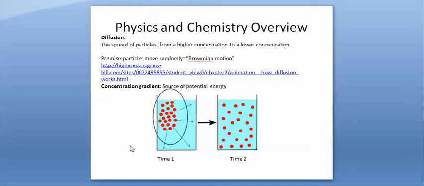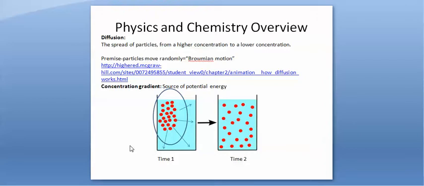It's particles always moving around randomly. Now we can change how fast those particles move by adjusting the temperature. And we can change how far those particles move by giving them more space. The premise is that these particles are always moving all the time.